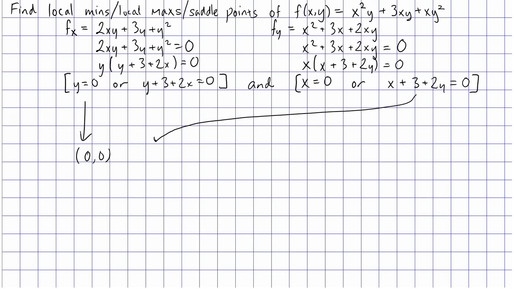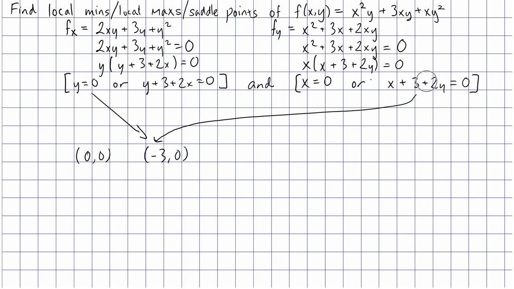But we could also have this combination where y is 0 and x plus 3 plus 2y equals 0. Now what's the solution to that? Well, if y has to be 0, you plug in y equals 0 over here, and you just get x is equal to negative 3. So we get negative 3 comma 0. And that's all we're going to get using y equals 0.